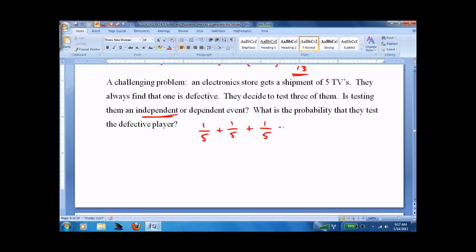So I just have to add them up, which gives me a 3 out of 5 chance. And if you think about that, that's a 60% chance. That makes all the sense in the world. There's 5 TVs. I test 3 of them. I got a 3 out of 5 chance that I'm going to find the defective one.